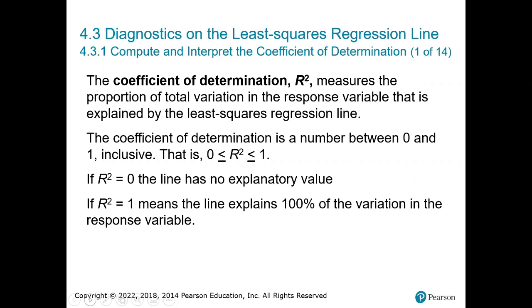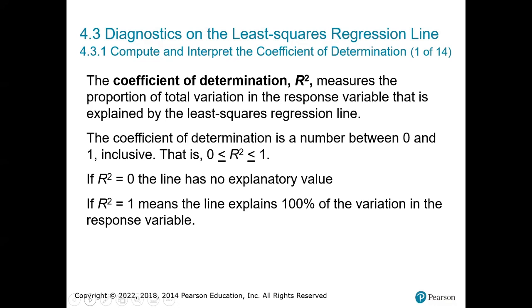So if r is the correlation coefficient and we square that value or times it by itself, we get the coefficient of determination. And it measures the proportion of total variation in the response variable that is explained by the least squares regression line. We have a value that is going to tell me the proportion, which is going to turn into a percent of the variation, how it is related to the least squares regression line.